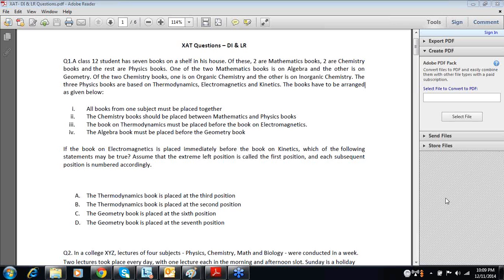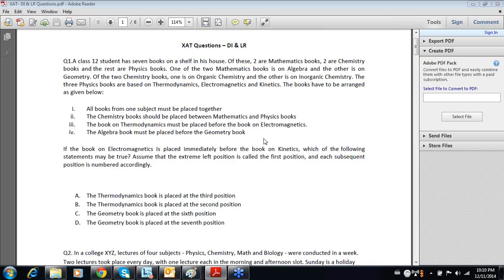Okay, I have seen a lot of people answering question number 1. So let me now solve question number 1. Question number 1 is, a class of 12 students have 7 books on a shelf in his house. Out of these, 2 are mathematics books, 2 are chemistry books, and the rest are physics books. That means 2, 2, and 3. 3 are physics books. One of the 2 mathematics books is algebra, the other is geometry. Of the 2 chemistry books, one is organic and another is inorganic. The 3 physics books are thermodynamics, electromagnetics, and kinetics. The books have to be arranged as given below.